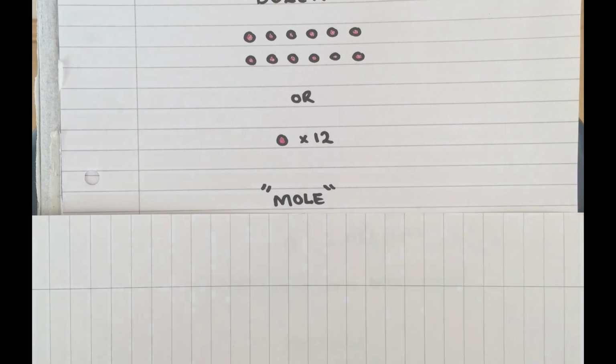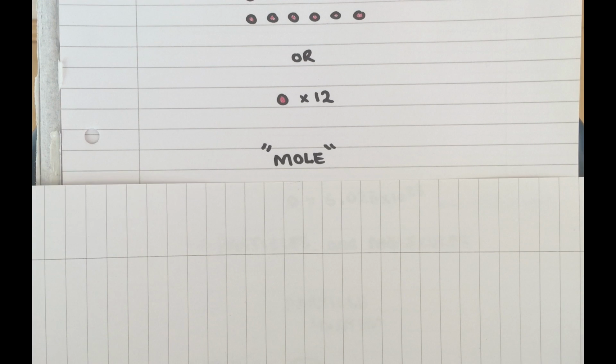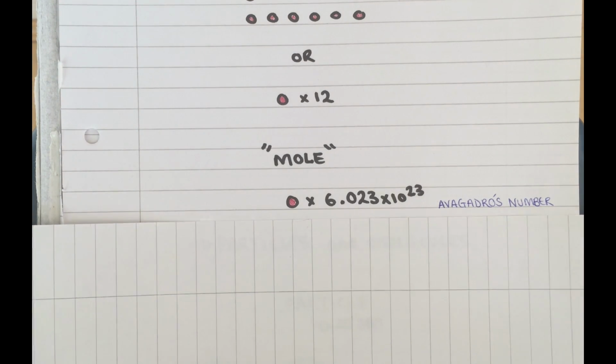If we look at the term a mole, we can say that this works in a very similar way. Instead of multiplying my red dot by the number 12, I multiply my red dot by the number 6.023 by 10 to the 23, and this is known as Avogadro's number. While a dozen can be used for apples, eggs, cars, anything, a mole specifically refers to particles and molecules.